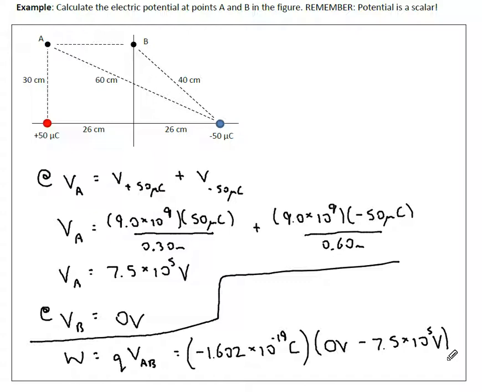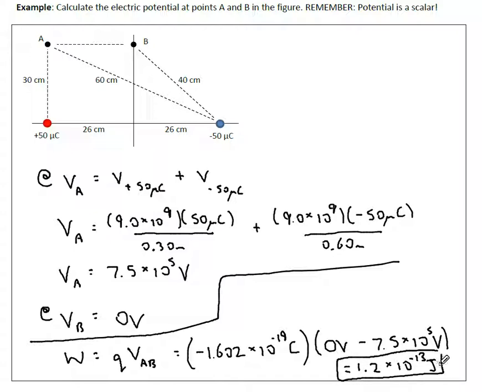And we plug that in, we got 1.602 times 10 to the negative 19, multiplied by negative 7.5 times 10 to the 5. We get a value of 1.2 times 10 to the negative 13 joules of energy.